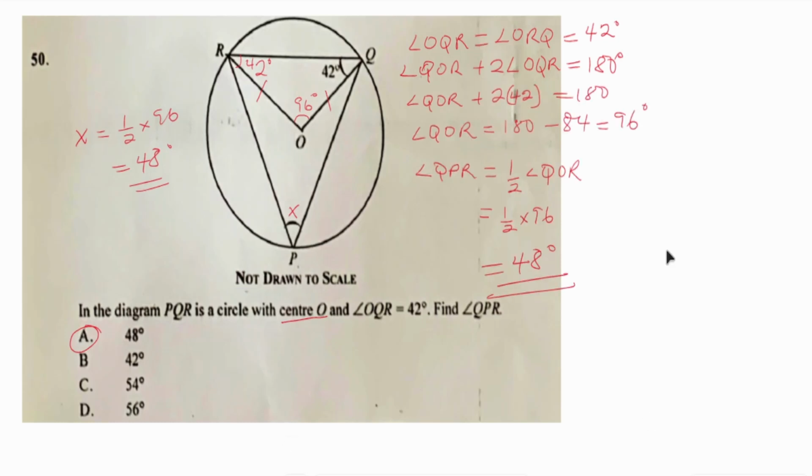So there you have it. Angle OQR equals angle ORQ, which is 42 degrees. Then using the triangle sum theorem, angle QOR, which is a central angle, plus twice angle OQR, which is 42, should be 180 degrees. So 2 times 42 gives us 84. 180 degrees minus 84 is 96, and then by that theorem, this angle will be half of the 96, and that is 48.